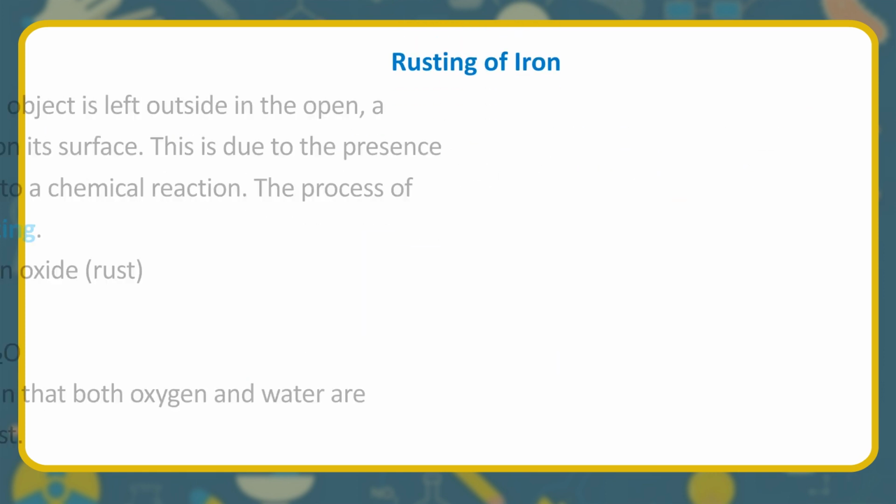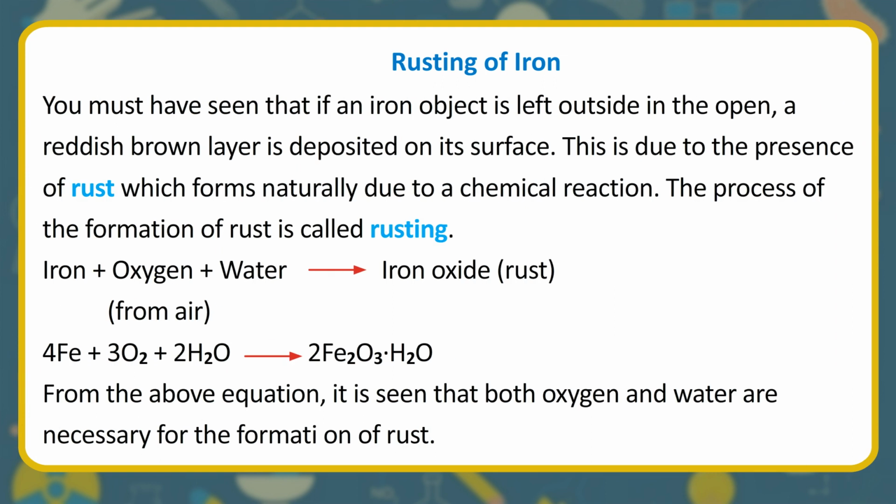Rusting of iron. You must have seen that if an iron object is left outside in the open, a reddish-brown layer is deposited on its surface. This is due to the presence of rust, which forms naturally due to a chemical reaction. The process of the formation of rust is called rusting.